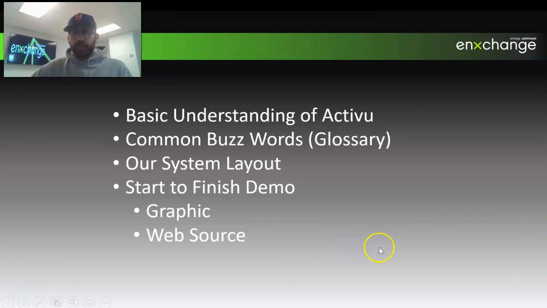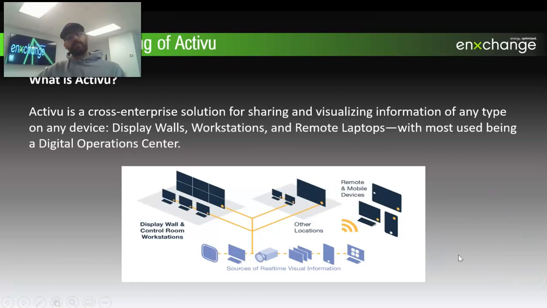So moving on. Okay, so first and foremost, what is Activu? So I'll give you guys the Wikipedia version of what this is. Activu is a cross-enterprise solution for sharing and visualizing information of any type on any device. So think about any type of data, any type of source of information, we can push that out onto the Activu software to visualize, to help make decisions, and to move forward with maybe an insight that we want to give to a client.